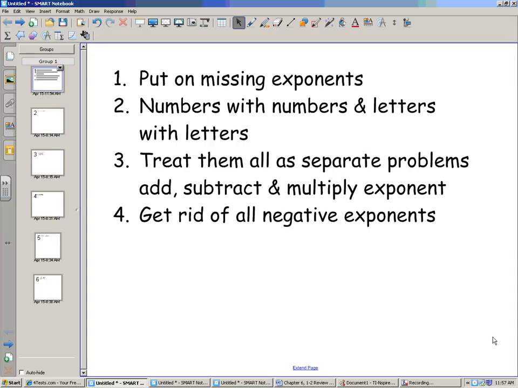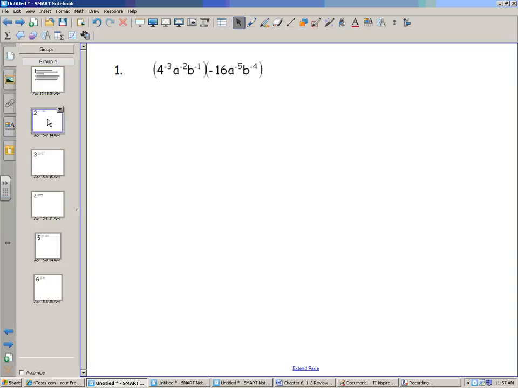Okay, now, this is something that should help you to be able to do these problems. So you're going to put your missing exponents on, you put your numbers with your numbers and letters with letters, treat them all as separate problems and know when to add, subtract, and multiply exponents. And then you're going to get rid of all negative exponents at the very end. Do we get that, yes or no? This is the same thing we've been learning, okay? I'll print it for you later.